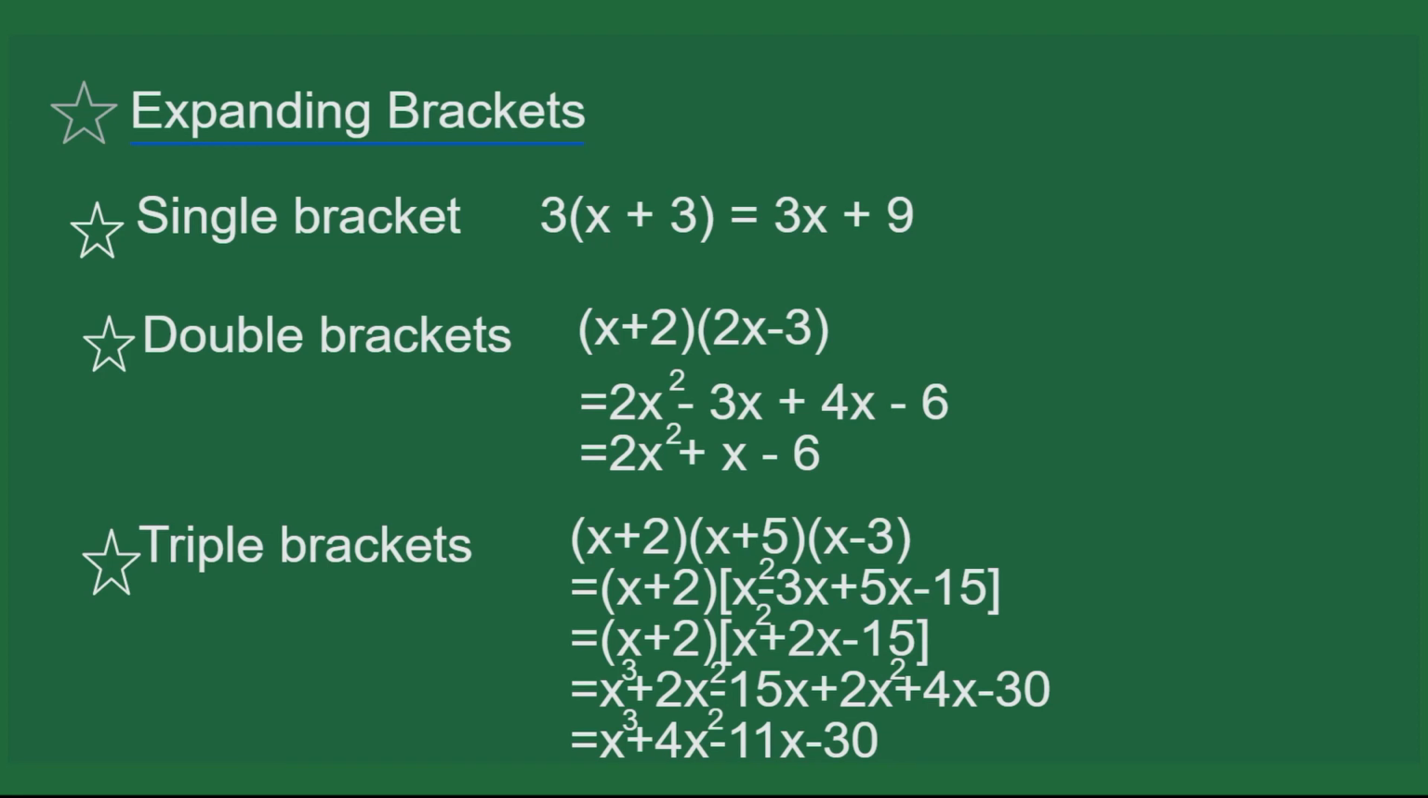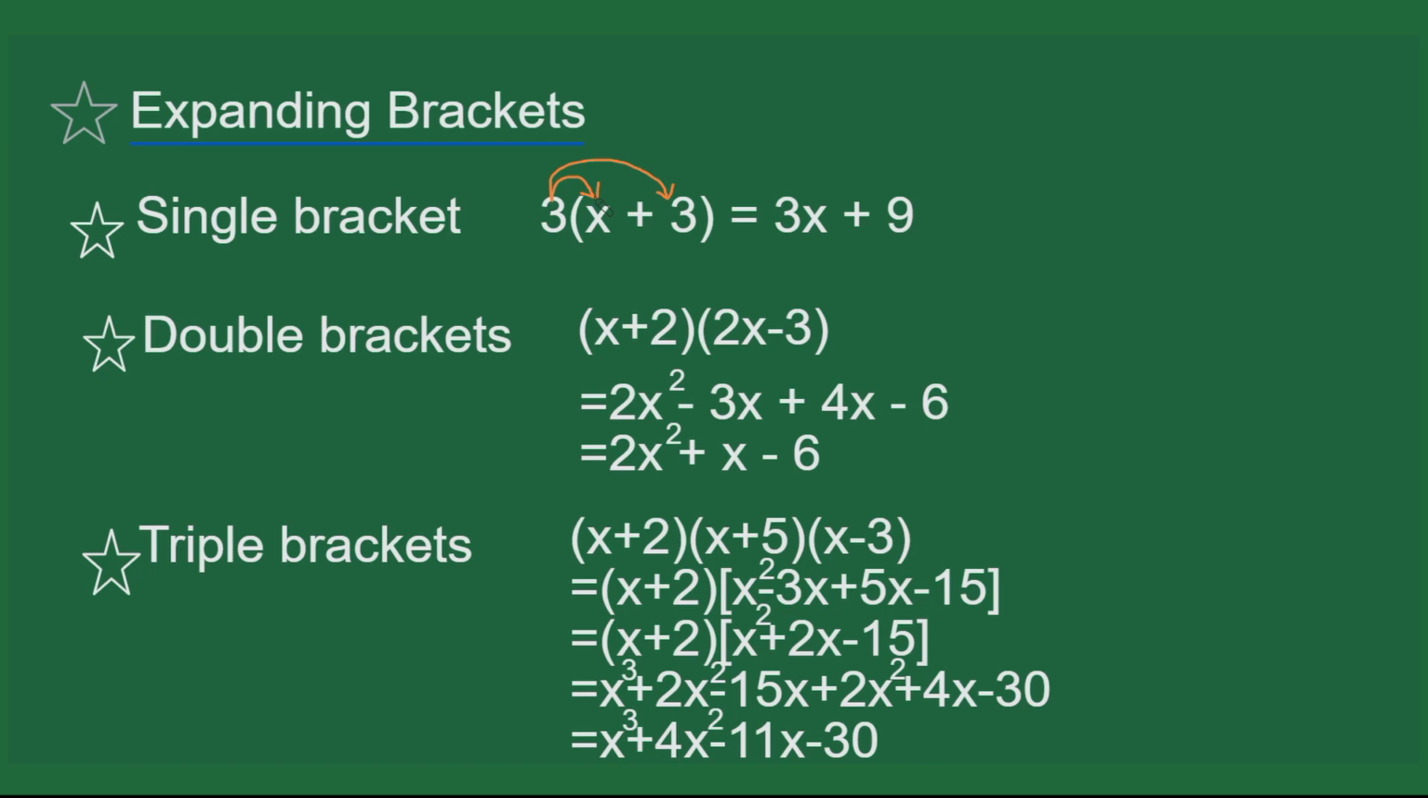Expanding brackets. First of all, single bracket expansion. In my first example, 3 bracket x plus 3, the 3 is going to be multiplied by x and the 3 is going to be multiplied by the 3. So 3 times x is 3x, 3 times 3 is 9.